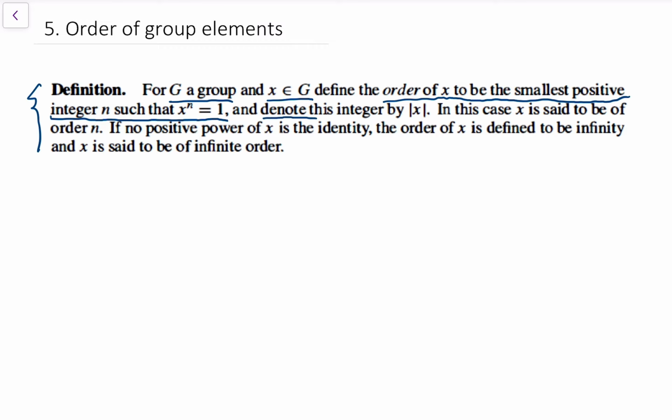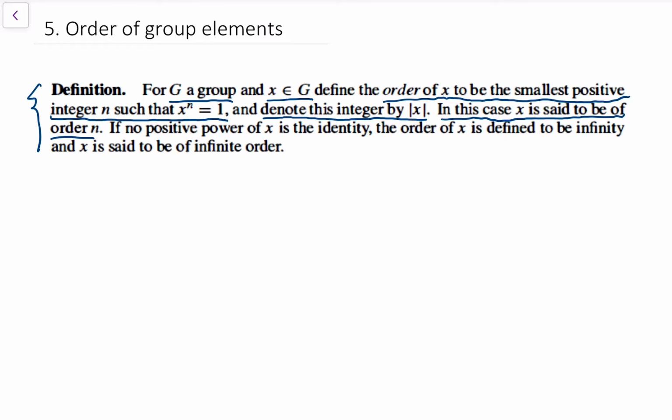And we denote this integer by this format, which has two bars on both sides of the element x, which is the same notation as the absolute value. But the idea is totally different. Then, in this case, we can say x is of order n.